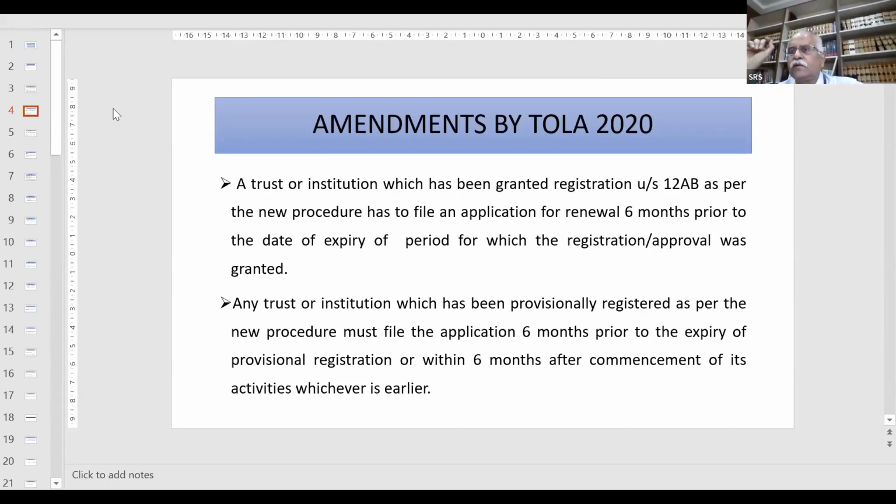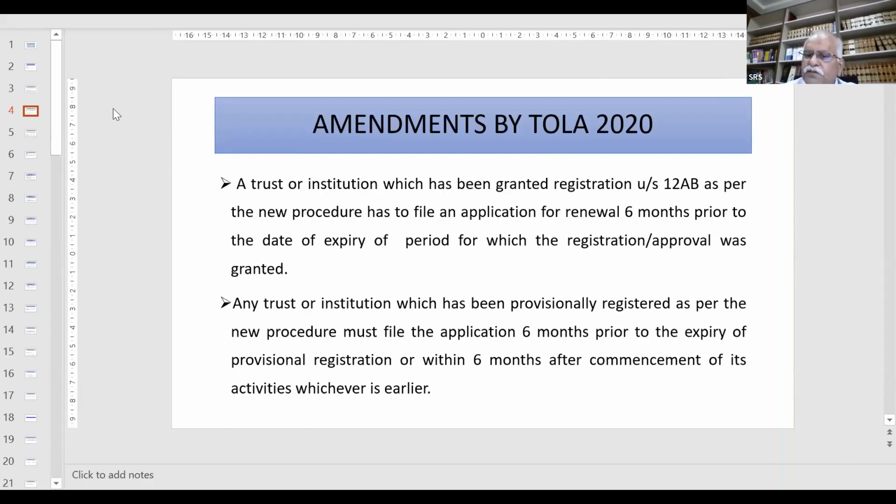The next one would be that, as we would see, when you are making an application for the first time for the registration, the commissioner does not give the final registration as such. He is going to give you only a provisional registration, and the provisional registration validity is for a period of 3 years. So if you are provisionally registered, then you have to file an application 6 months prior to the expiry of the provisional registration, or within 6 months after commencement of its activity, whichever is earlier.